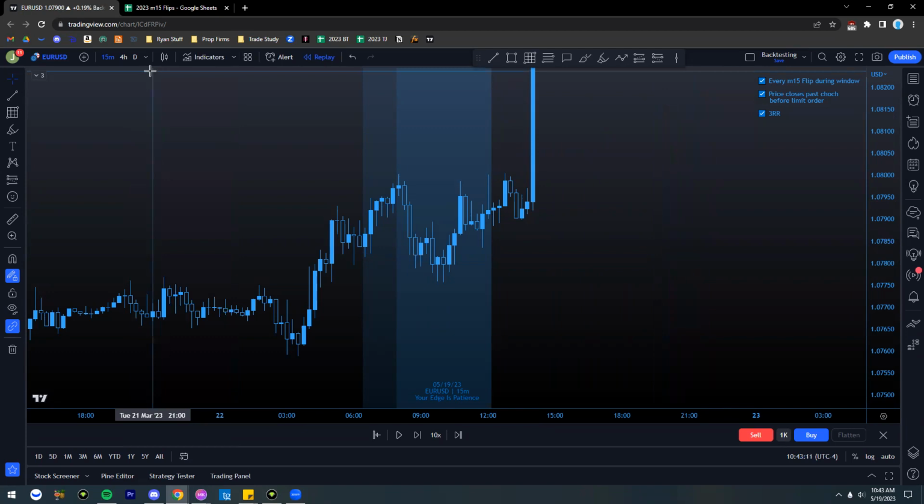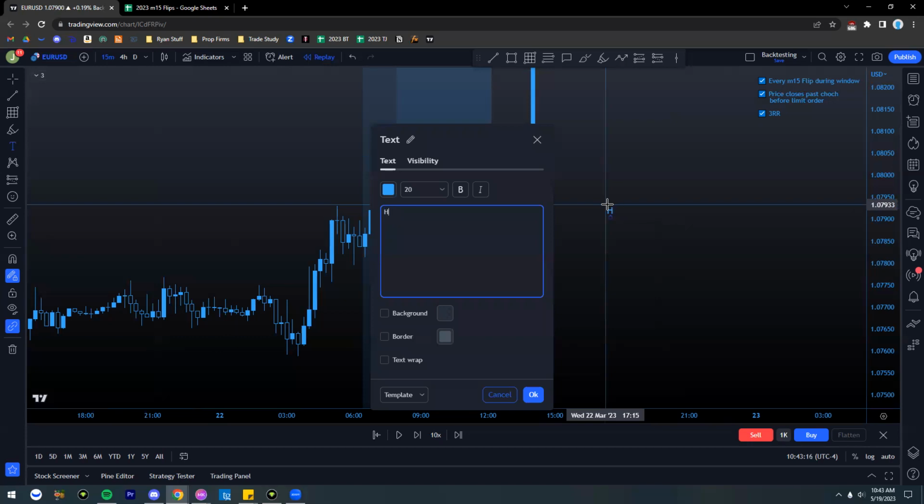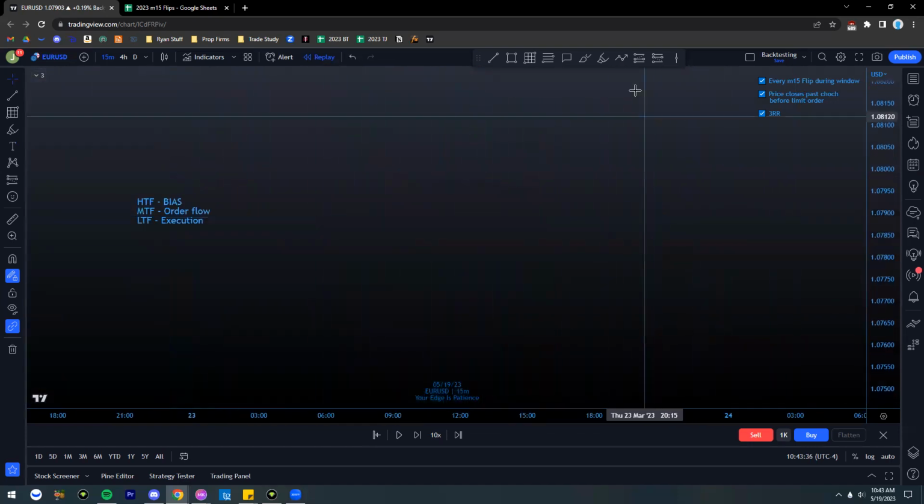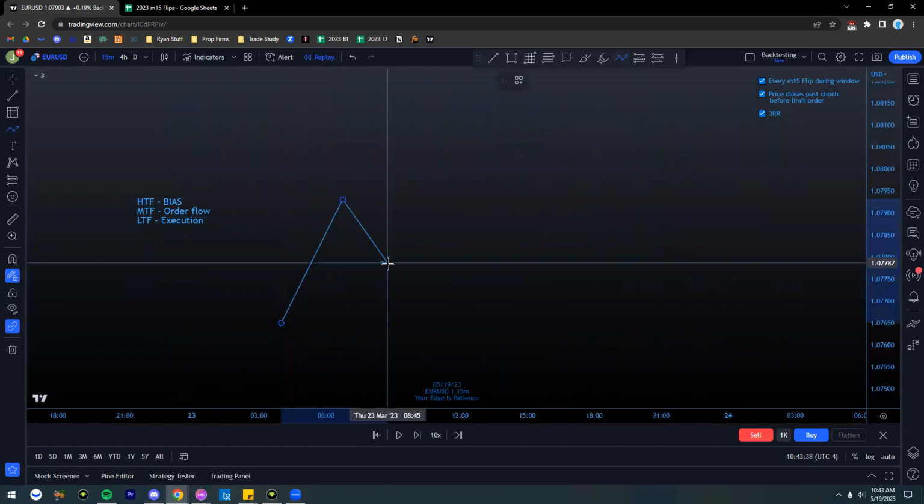I like having a higher time frame for your bias, your medium time frame for your order flow, and your lower time frame for your execution. Good way to look at it. This is a really good question.